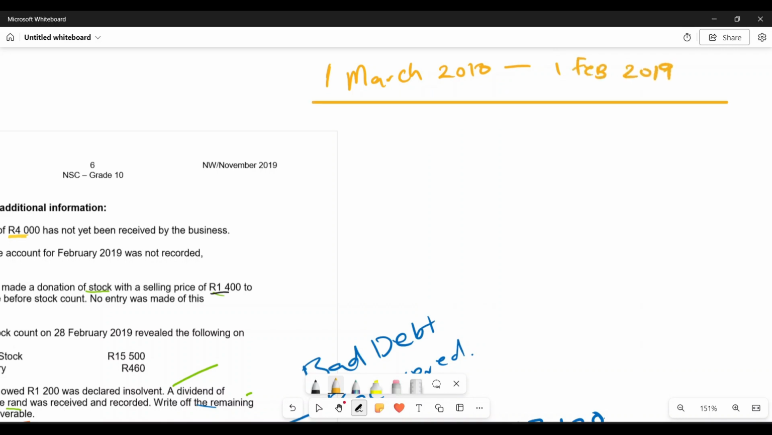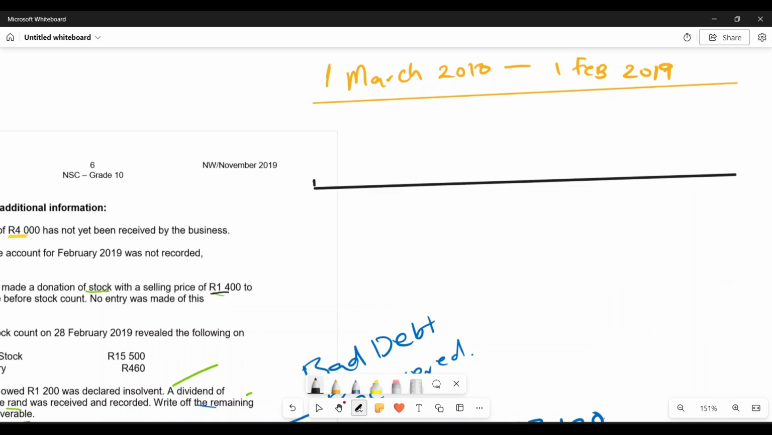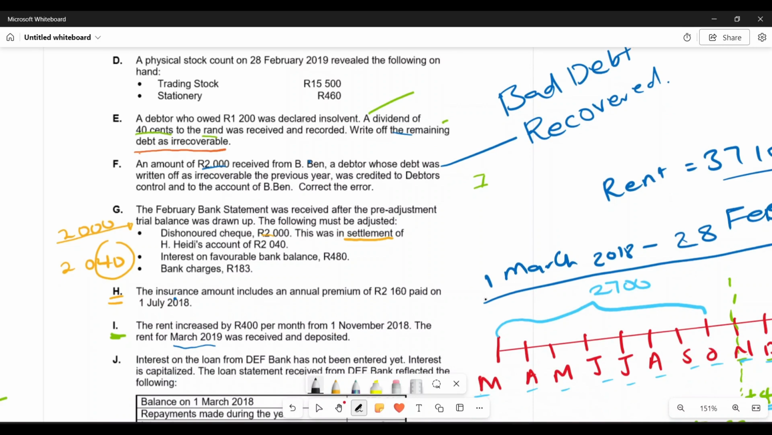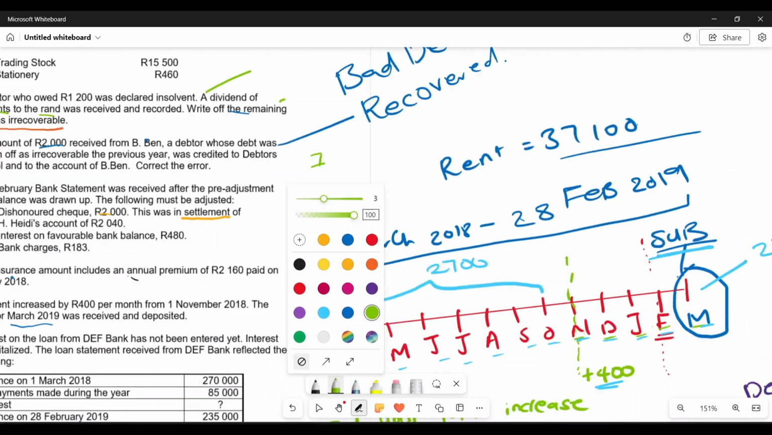Now, to draw my timeline here, 4, 5, 6, 7, 8, 9, 10, 11, 12. So this is for all my months for this financial year, starting from March, July, August, September, December, Jan, Feb. Now, here they're telling me that this insurance premium is an annual amount, right? So this is an annual amount, meaning that this is for 12 months. Now, this was paid on 1 July 2018. Right? Now, on my timeline, 1 July 2018.